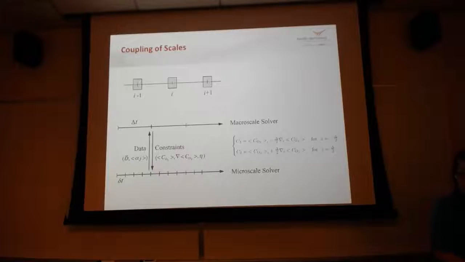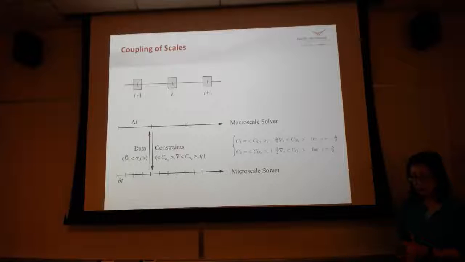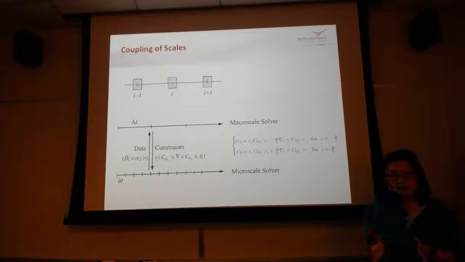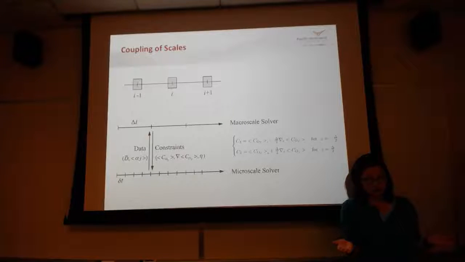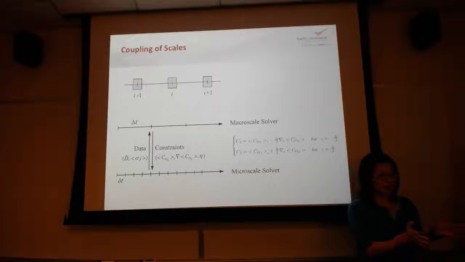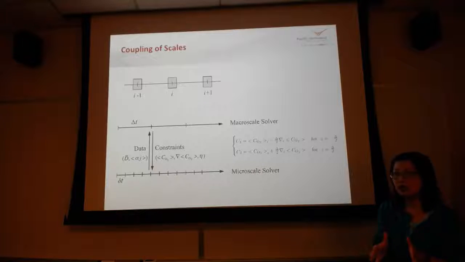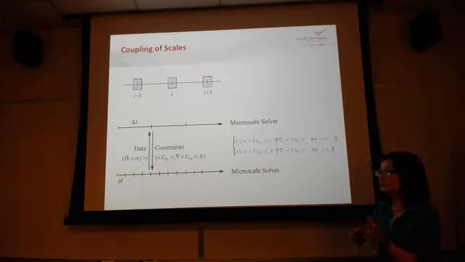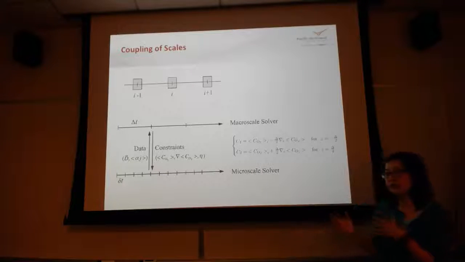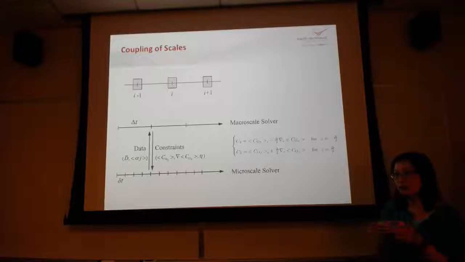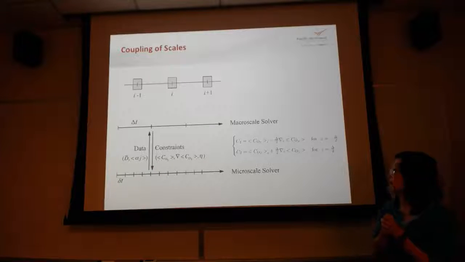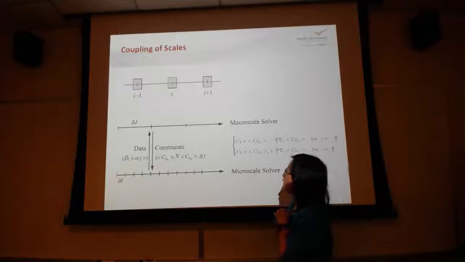Okay. Then the question is, I can calculate those upscaled quantities from my representative element volume of the pore scale. And then how can I design a numerical scheme that does tight coupling for these two scales? So here is some guidance.